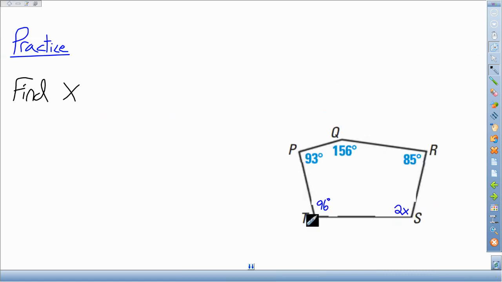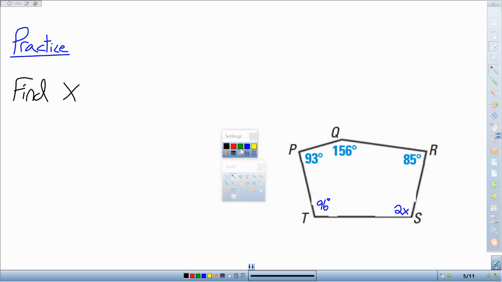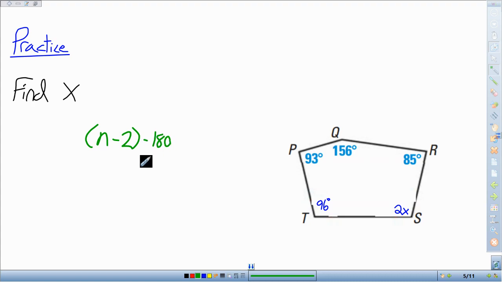Okay. All right, so I'm going to have you guys try out one of these on your own. Again, the first thing you're going to want to do on this problem is figure out what the 5 angles of this pentagon add up to. To figure that out, plug into our new little formula here. Once you figure out that number, then you can make your equation. You can add all 5 angles together, set it equal to that number, and solve. Give it a try.